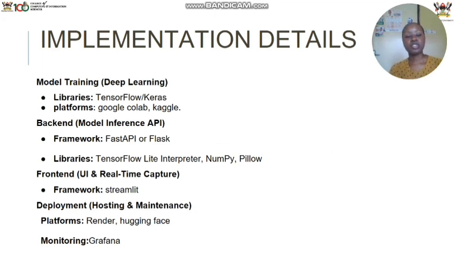Moving on to our implementation details. In our model training, the library that we used was TensorFlow, and the platforms that we used were Google Colab and Kaggle. In the back-end model inference API, the framework that we used was Flask, and the libraries were TensorFlow Lite Interpreter, NumPy, and Pillow. For the front end, our UI, we created it using Streamlit. For deployment, we deployed on Render and used Hugging Face when we were uploading our model. Then for monitoring, we used Grafana.